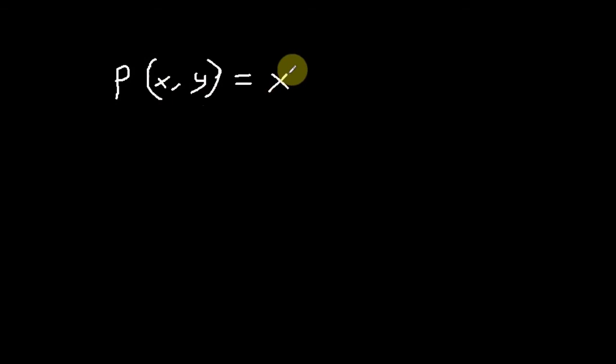Suppose I have another statement P of x and y. What if this propositional function has two variables? I can use it like x equals y plus 10. So a statement can be anything. It can use more than one variable.